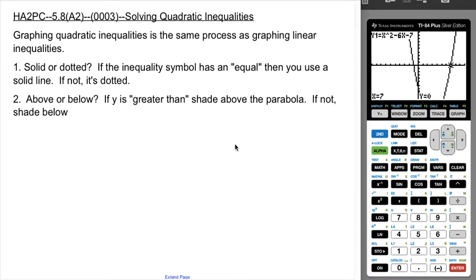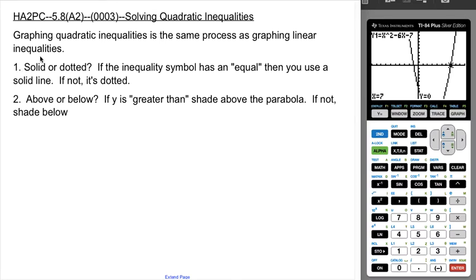All right, this is Honors Algebra 2 Pre-Calculus. We are doing 5.8 in Algebra 2, which is solving quadratic inequalities. But in this particular video, we're just going to talk about how to graph quadratic inequalities, which is the same process as graphing linear inequalities. It's just about whether it's a parabola instead of a line.